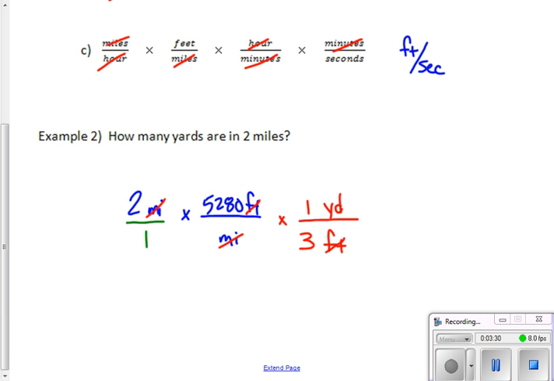Now how do you multiply fractions? Well, you multiply your numerators and then multiply your denominators and see what you wind up with. So in the numerator you have 2 times 5,280 times 1. Denominators, we'd have 1 times 1 times 3. So when you reduce everything, you would get 3,520 yards. Or that would be converting from 2 miles to yards.